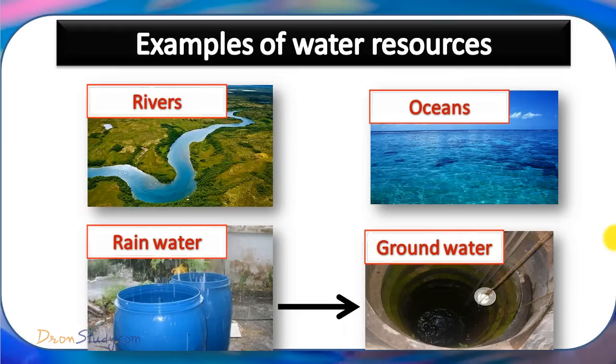Here are a few examples for you to understand better what are water resources. First one is the river. Okay, we can fetch water from river, so it is a resource. Second one are the oceans.